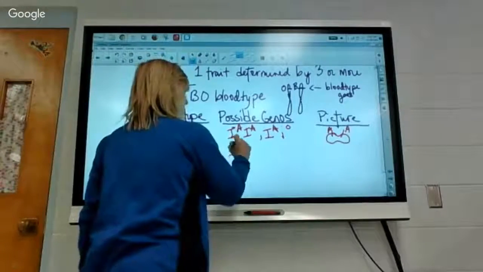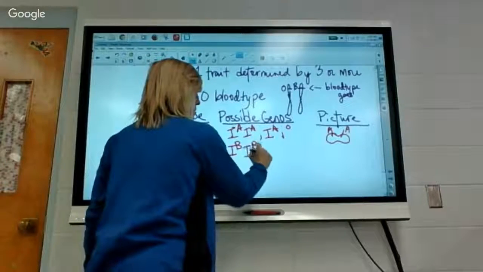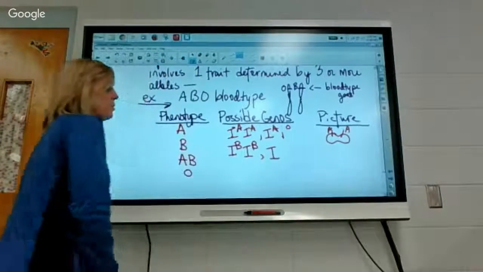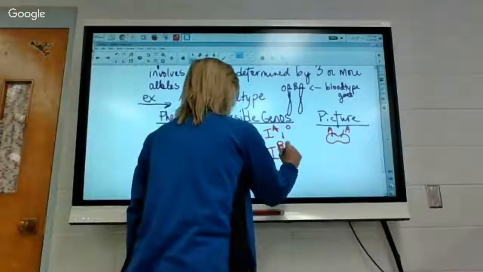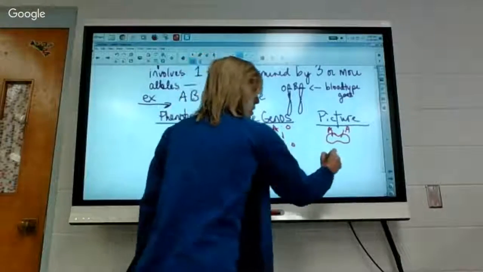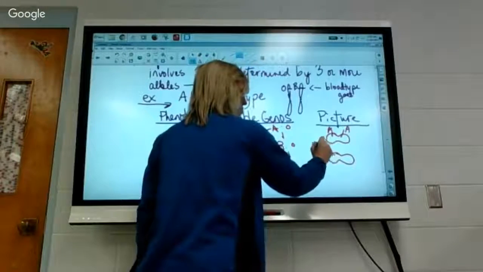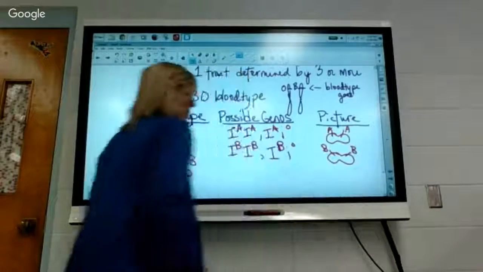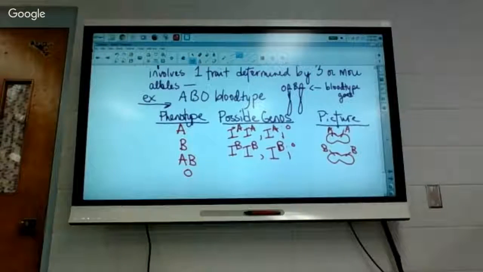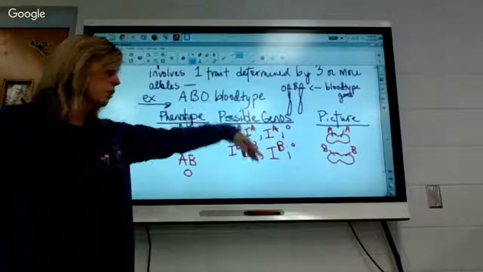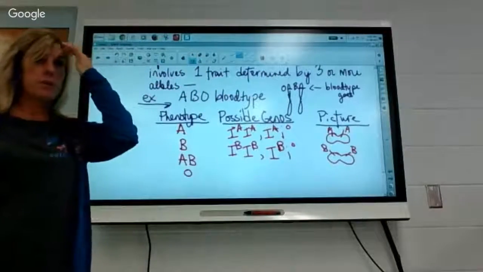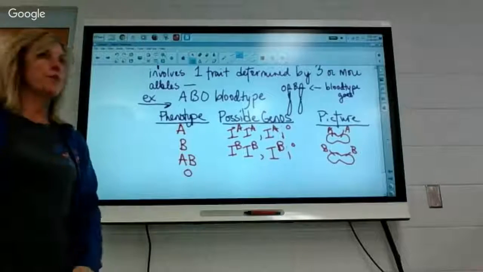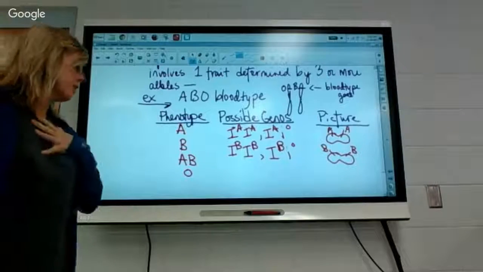Capital I, B, I, B. Same pattern, so same will be true. Instead of A's, you're just going to have B markers that make your blood a B blood type. So you have a gene in your genome that determines what blood type you are. You can't change that. You can't say, well, I don't want to be this blood type. You didn't acquire it, it's totally in your genes.